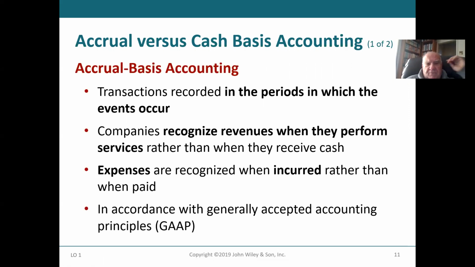And frankly, if you have a fairly large company and you're running it on a cash basis accounting method, you're going to cash basis yourself out of business because you're not going to really know what your profitabilities are, what your exposures are. Accrual-based accounting, transactions are recorded when they occur. And I think we've been over that a bunch of times. Companies recognize revenue when they perform the service, regardless of the cash. Expenses are recognized when incurred. Has nothing to do with when you get paid.